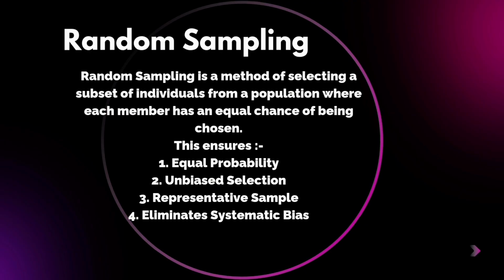Then random sampling. This is a method of selecting a subset of individuals from a population where each member has an equal chance of being chosen, right? Random sampling is like random probability, right? Each individual from a population has an equal chance of being chosen. So this ensures equal probability, unbiased selection, a representative sample, and eliminates systematic bias, right? It ensures equality kind of thing.